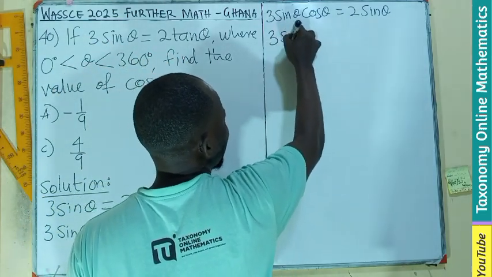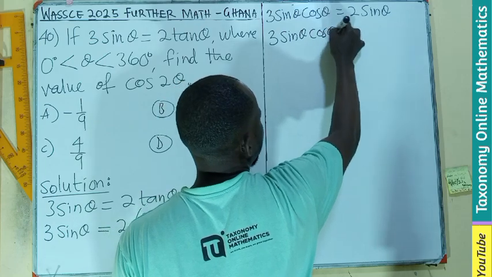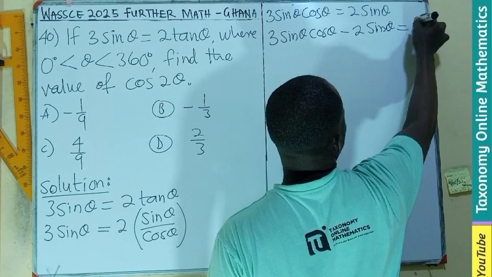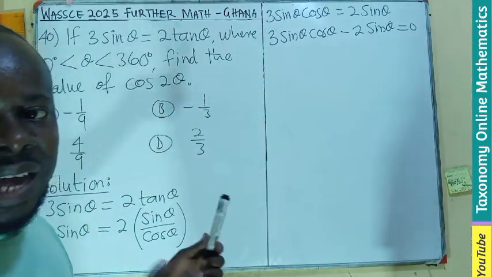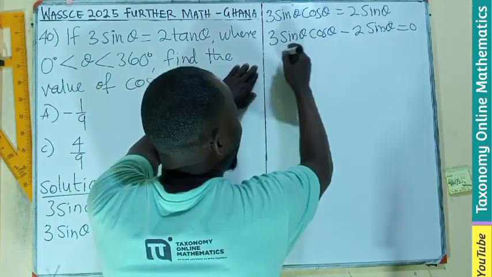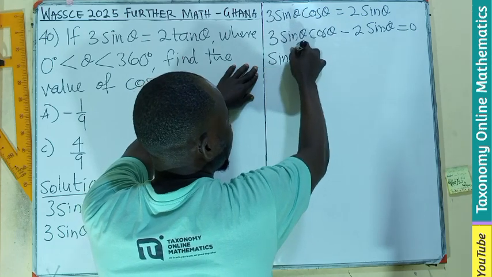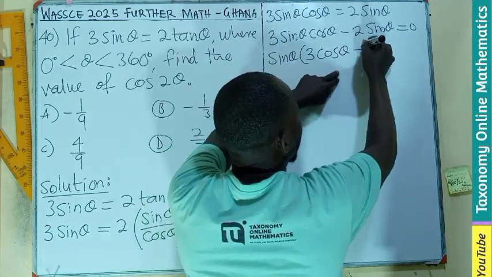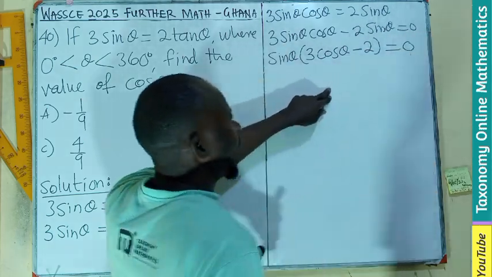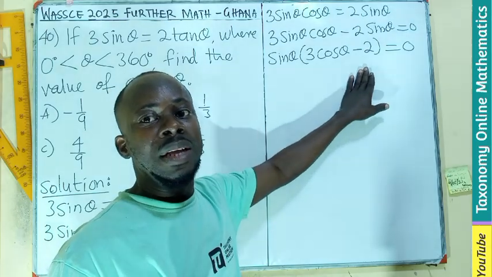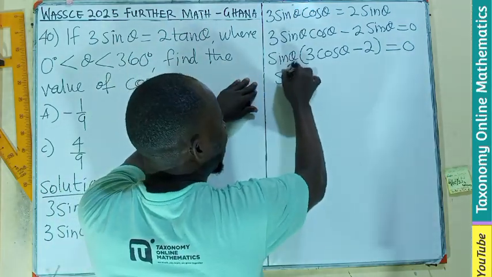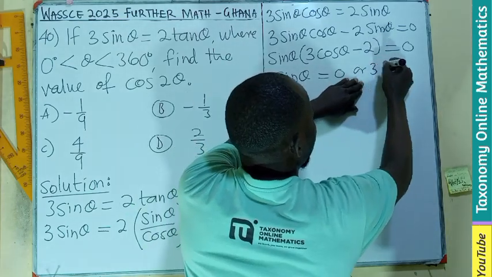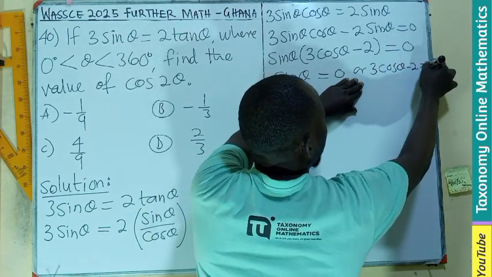Let's bring in the sine. So 3 sine theta cos theta minus 2 sine theta equals 0. I can see sine is common to the two terms, so I factorize the sine out, leaving 3 cos theta minus 2 equals 0. Now you can see these two things are multiplied. So it means that sine theta equals 0, or 3 cos theta minus 2 equals 0.